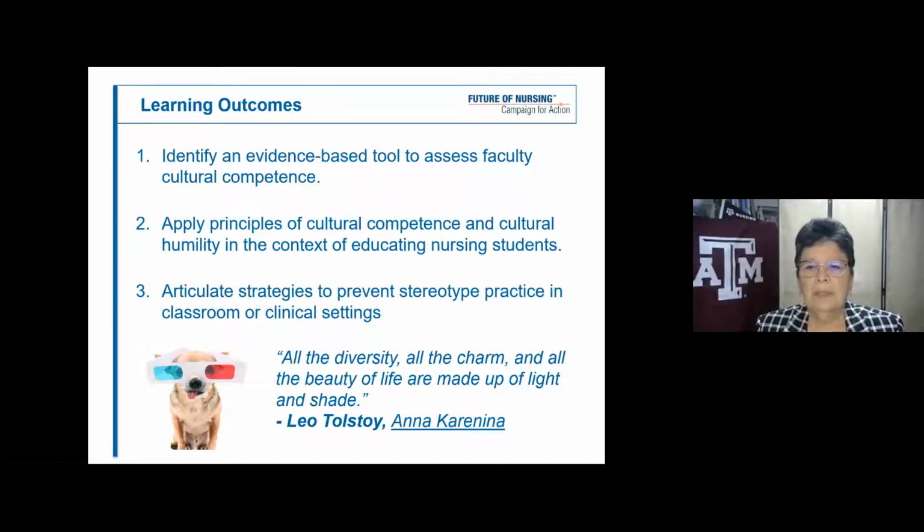And later, during a breakout session, Dr. Montoya and I will describe ways in which to avoid stereotyping practices in the clinical or classroom setting. So the overall takeaway is that when it comes to cultural competence, particularly when engaging and teaching students, we all have the responsibility to reflect on our behaviors and attitudes. And that as educators and role models, we must practice cultural humility.